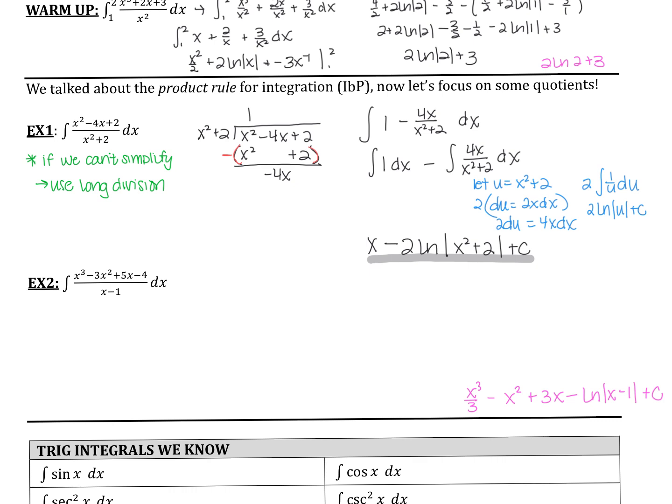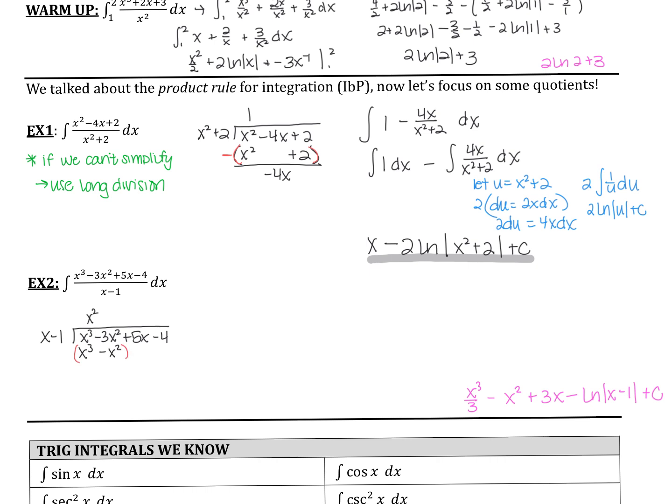All right, let's use our long division. I'm going to make sure that what I'm dividing into has all of its terms: x cubed minus 3x squared plus 5x minus 4. I don't need to add any zero terms. So x times what gives me x cubed? Well, x times x squared gives me x cubed. x squared times x gives me x cubed. x squared times negative 1 gives me negative x squared.